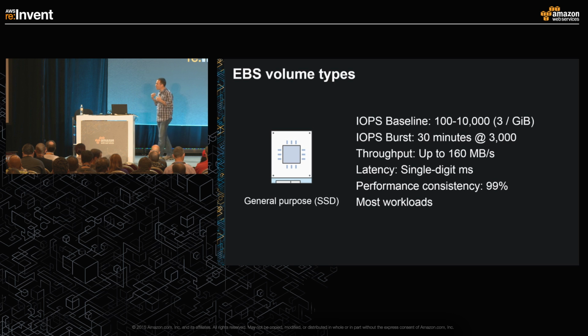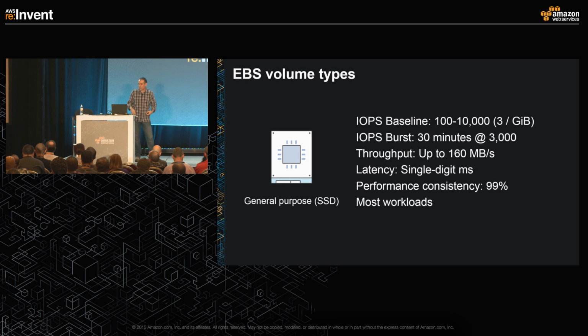Now, GP2 volumes. I'm not going to go through all of the slides that Dougal did to explain GP2 volumes, but the bottom line with GP2 volumes is that they just work. We've designed these to be applicable to most workloads, and they have an IOPS baseline that's up to 10,000, and that is allocated based on the size of your volume.